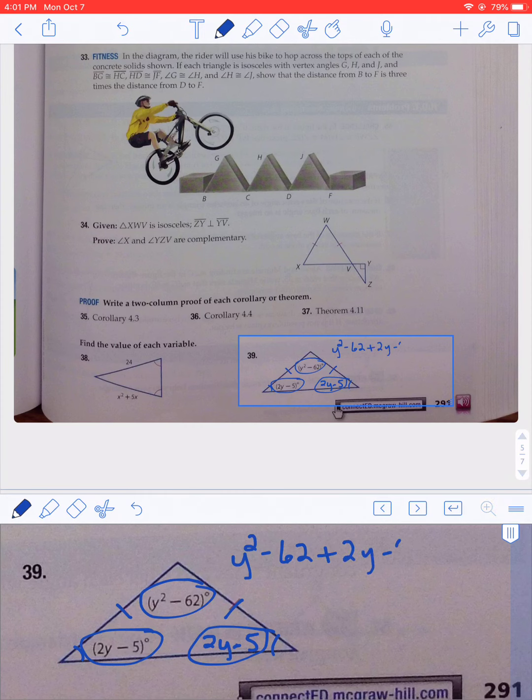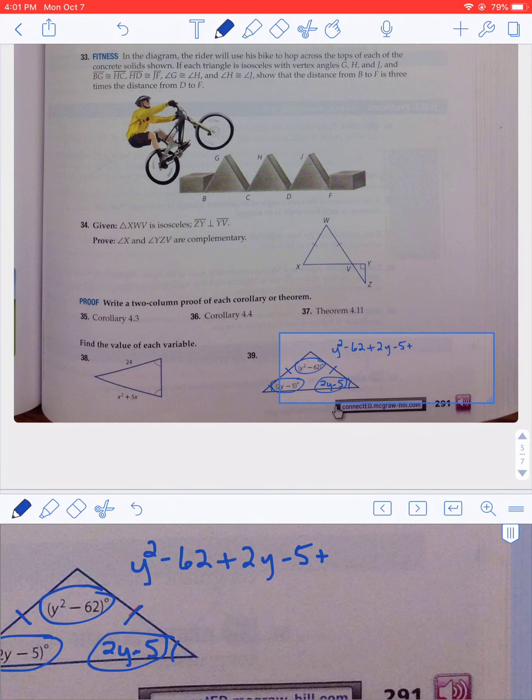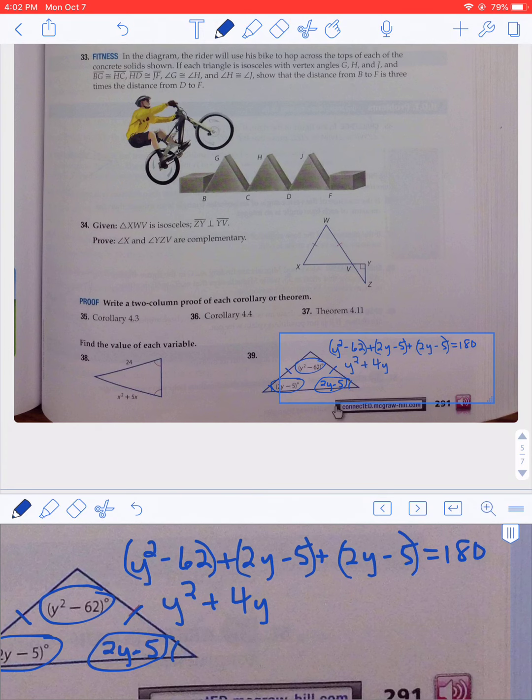And I know some people will probably write 4y minus 10 to begin with. They'll just go and combine those. I just wrote it out so that we clearly see it's this angle plus this angle plus this angle equals 180. And so now we're going to combine like terms. So I only have one y squared term. I have a 4y that I can combine, I can combine these two, and then I can combine the negative 5, the negative 5, and the negative 62. That's going to be negative 72.